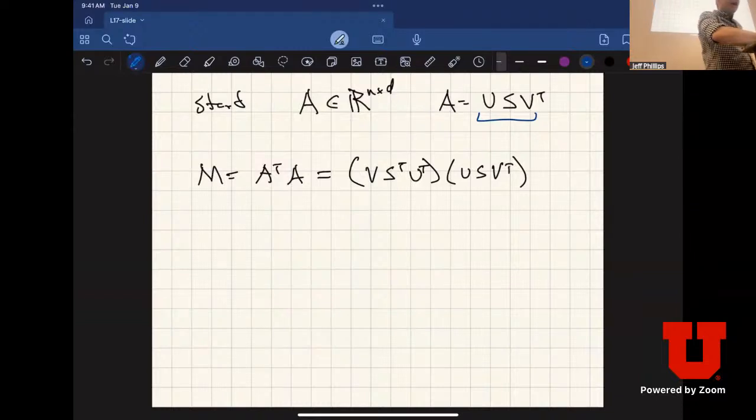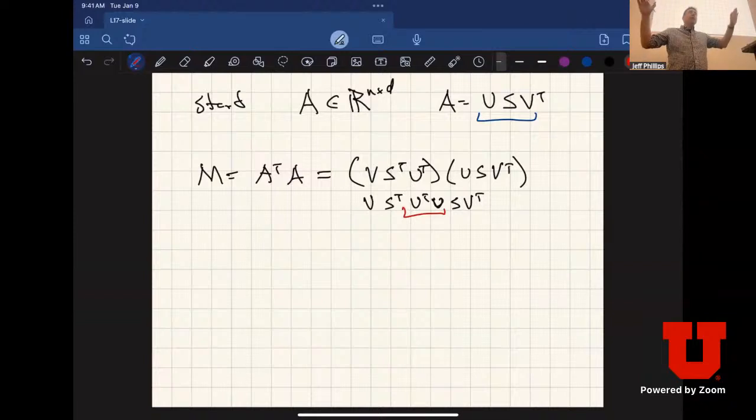Okay, now what does this mean? Well, if I write this as V S transpose U transpose U S V transpose, and I look at this middle term here, these are orthogonal matrices. And so when I multiply them together, I'm just going to get the identity.